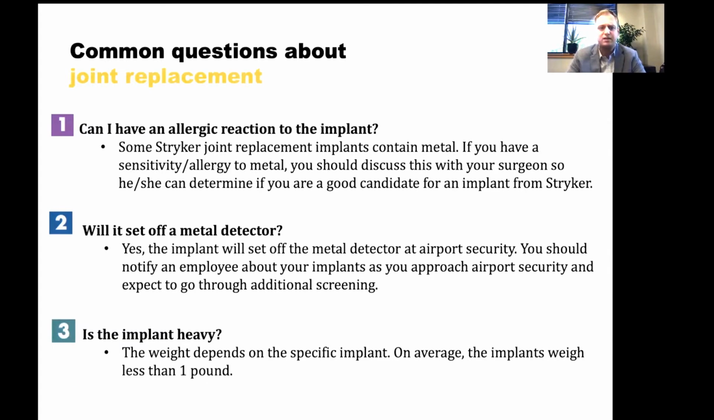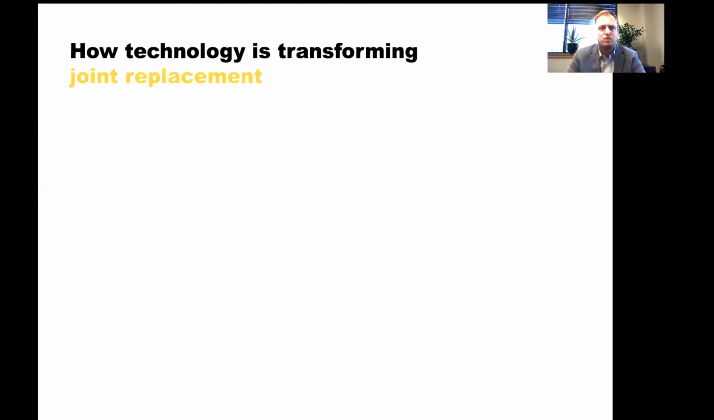Is the implant heavy? Not really. It weighs less than a pound, but we are removing some bone. So I don't really get a lot of questions from people saying that it's very heavy. Now I'd like to talk about a new technology that's transforming joint replacement in Salina.